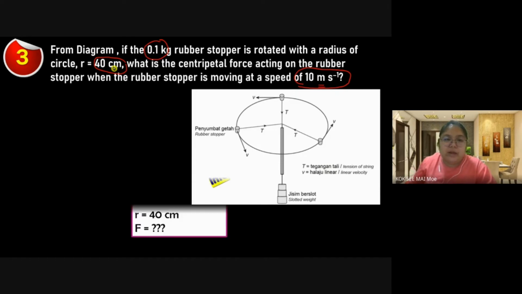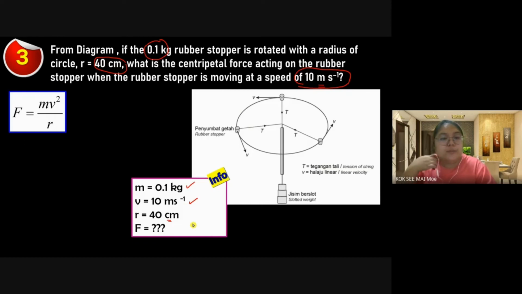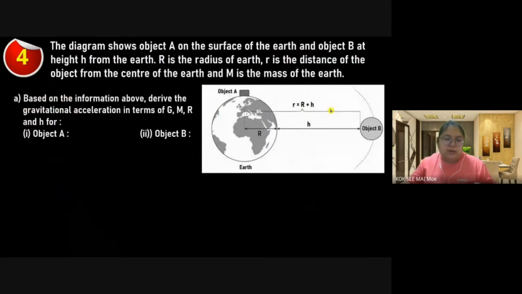So from here I write the info. Mass is 0.1 kg. Velocity is 10. After that, later you convert the radius R to meters. I want to find the centripetal force, so I show the formula: mv squared over R. You just put in all the values. I told you this topic 3 is not very hard. The important thing is you understand the question, what info they provided. They just want you to apply the formula.